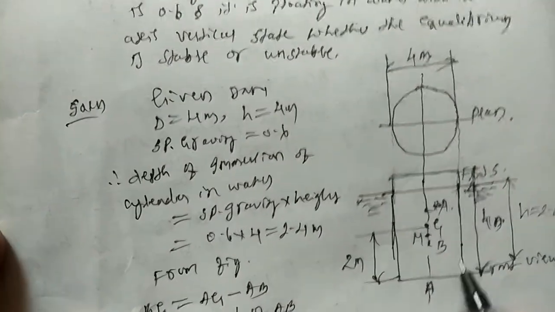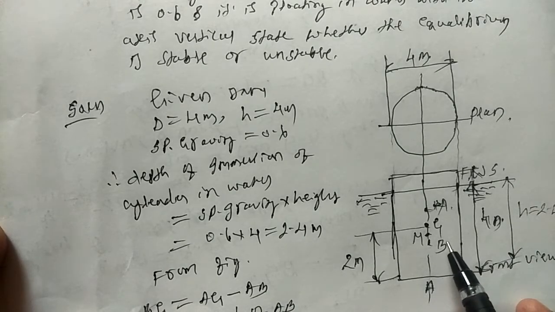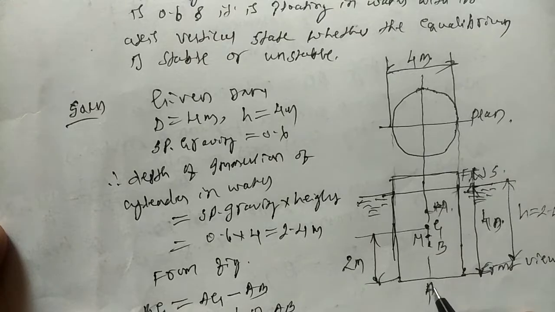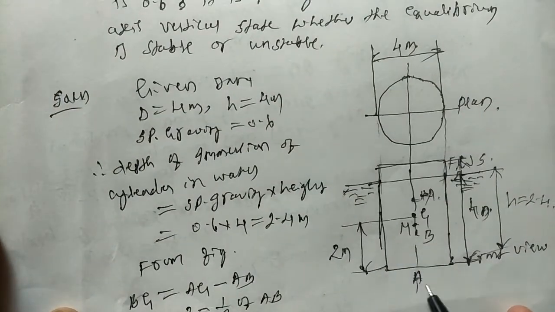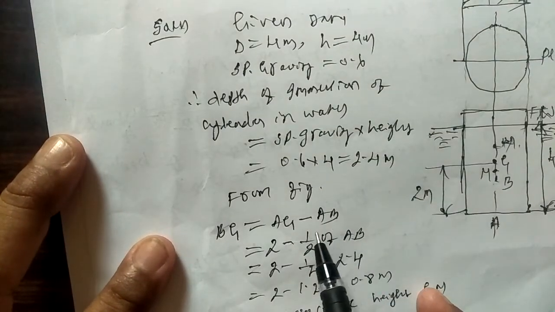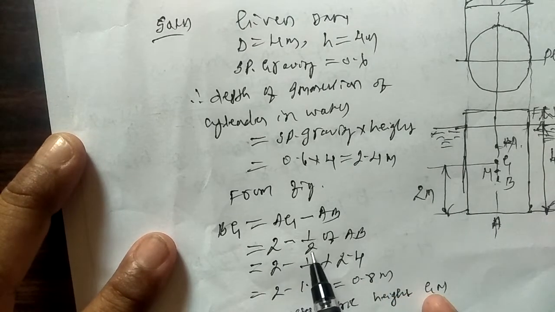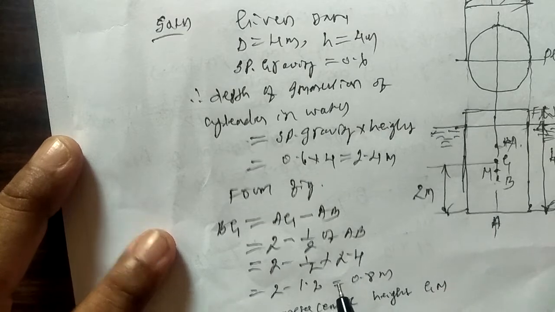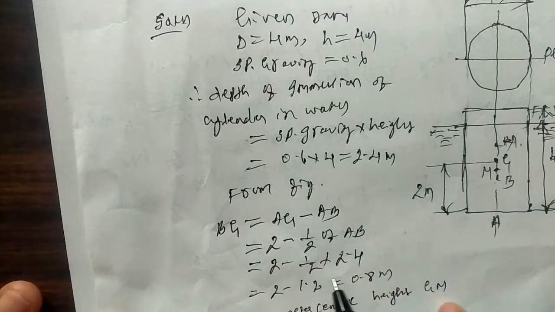So from the figure, we consider the position from the base, the distance between the center of gravity and the center of buoyancy. From the base we mention it as A. So from the figure, BG equals AG minus AB, because BG is required to find the metacentric height. AG is 2 meter and AB is half of 2.4, so 2 minus half into 2.4 gives 0.8 meter.